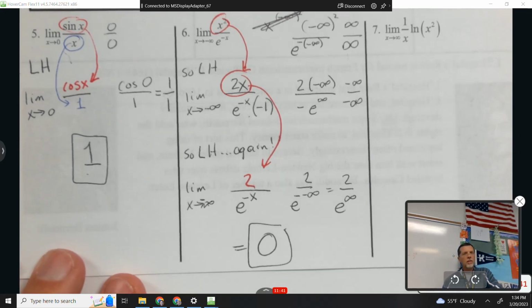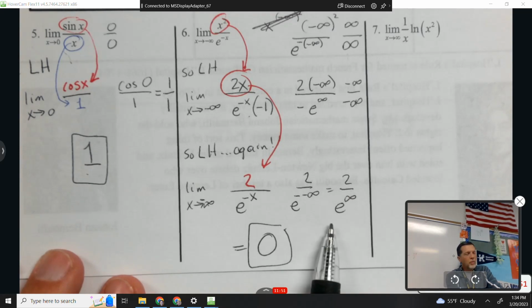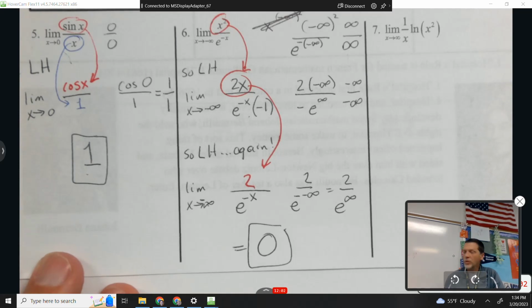We can just assume that? That's not even an assumption. As x gets bigger and bigger, the bottom is getting bigger and bigger. The top is still just 2. So 2 divided by a big number is small, and 2 divided by a bigger number is smaller. And then you keep doing that, and you're approaching 0.